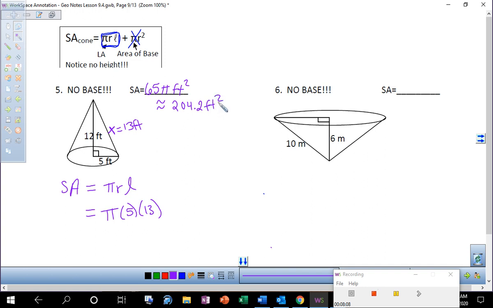Alright, so on 6, you need to figure out the radius. It is upside down, so 6 right here, from the bottom to the top, that's your height, and then it gives you your slant height, but you don't know the radius. So you're going to have to run Pythagorean theorem to find the radius before you can start finding the surface area. So go ahead, pause the video, take a few minutes, work this one on your own.